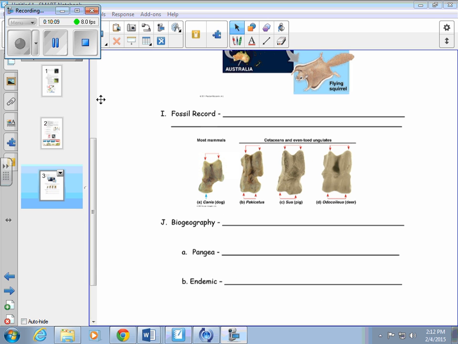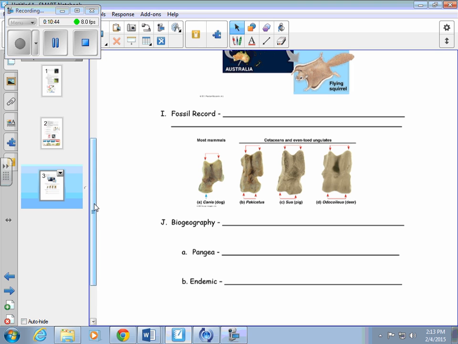When looking at fossils, we can get another grasp on evolution and the evidence for it, and our fossil record shows changes in groups of organisms. There's a bunch of different mammals here. We have a dog, we have a pig, we have a deer, and this bone from the dog looks very similar to these other groups of hooved animals. So there are many similarities when looking at fossils.